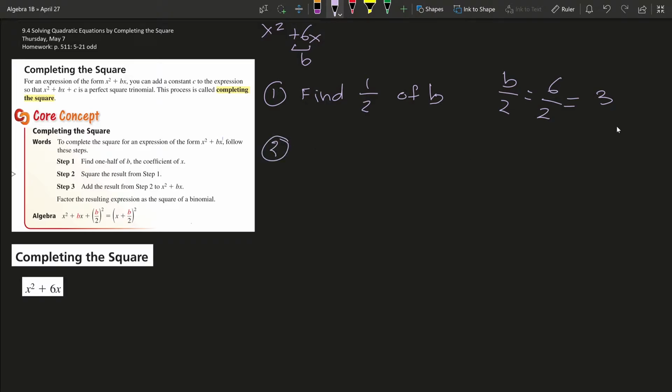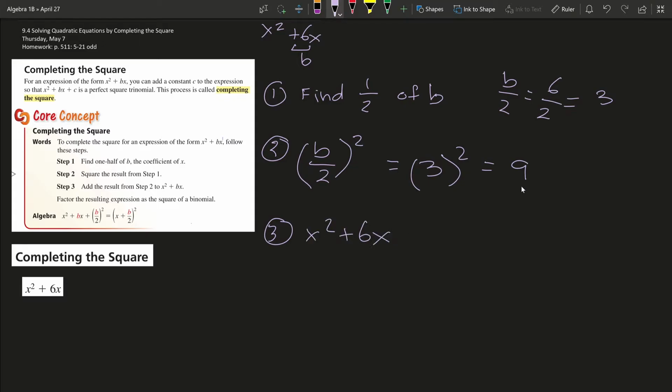So now, whatever our answer was over here, it was b over 2, right? This b over 2 is equal to 3. We're going to square that now. So in this case, our b over 2 is 3. So we're going to do 3 squared, which is 9. Once you get that, you're going to add this answer back to your original equation. And our original equation was x squared plus 6x. So we're going to add this 9 now.